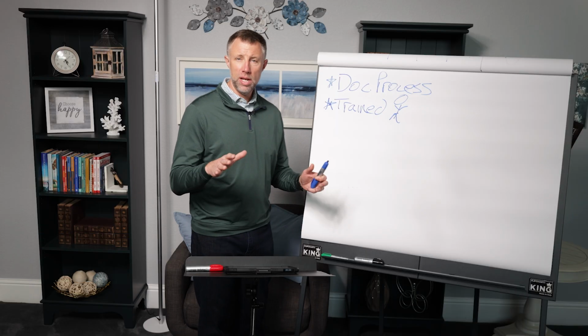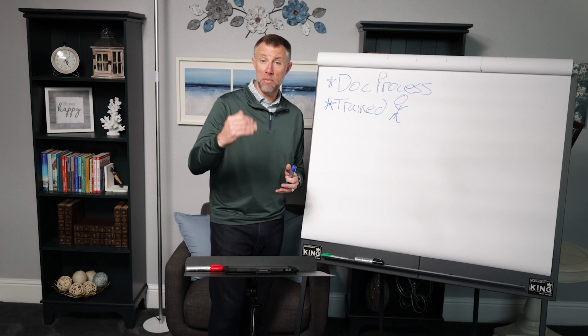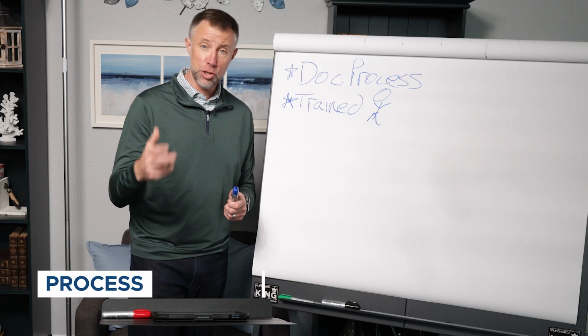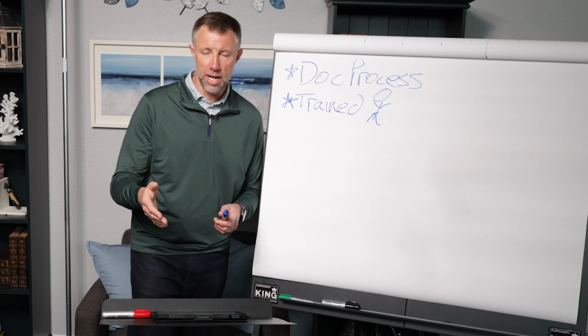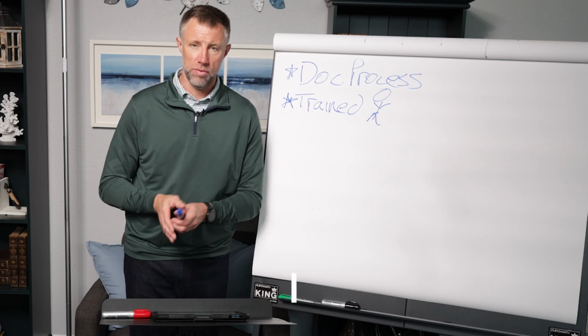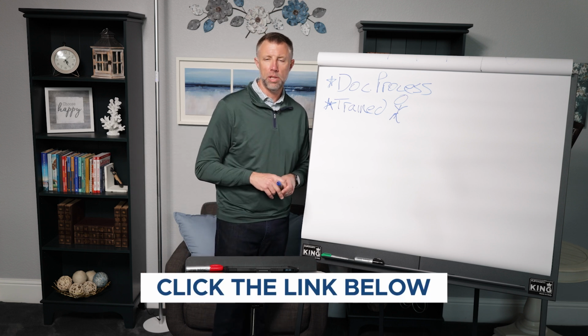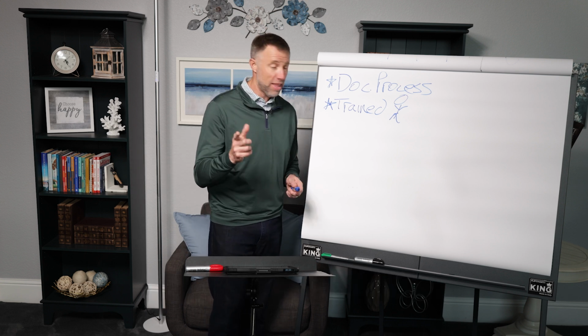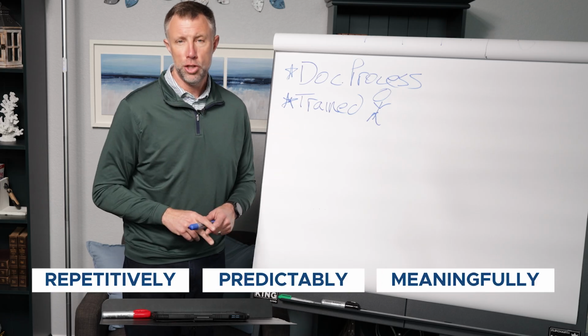And by the way, I've got another video that walks you through our anchor setup, and it's a way that, through the acronym of PTA, that's process, train, and accountability, you can ensure that you're getting these systems and these processes trained every single week for the business, 52 weeks a year. We call it our anchor system, and make sure to go click on that link in the description below and go watch that video to understand how that works so you can adequately, repetitively, predictably, and meaningfully train your people.